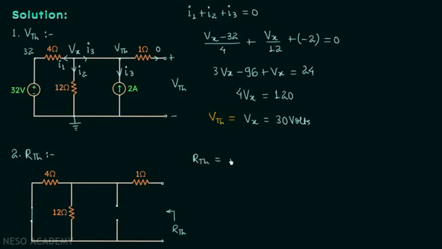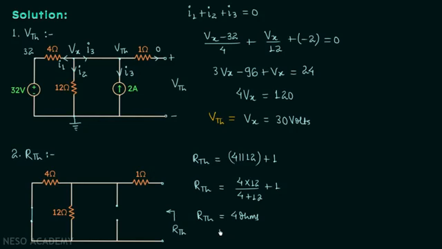So RTH will be equal to 4 parallel with 12, and their equivalent is then in series with 1 ohm resistor. So we will have plus 1. From here we will have RTH equal to 4 multiplied by 12 divided by 4 plus 12, plus 1. When you solve it, you will have RTH equal to 4 ohms.